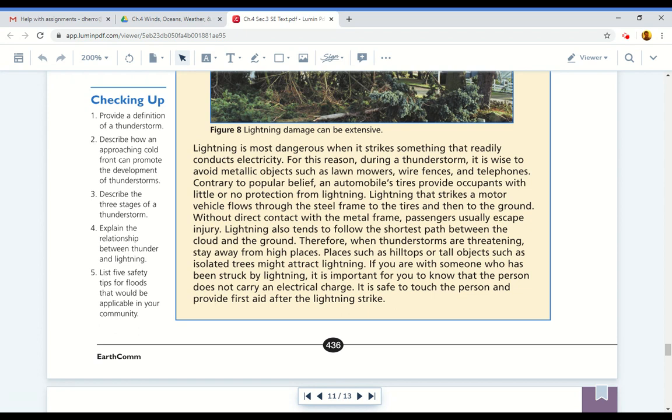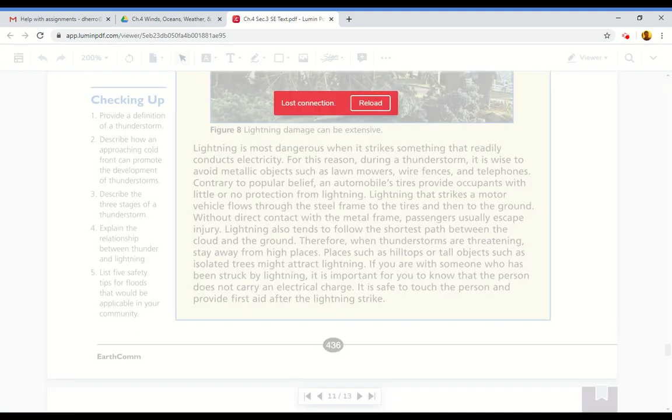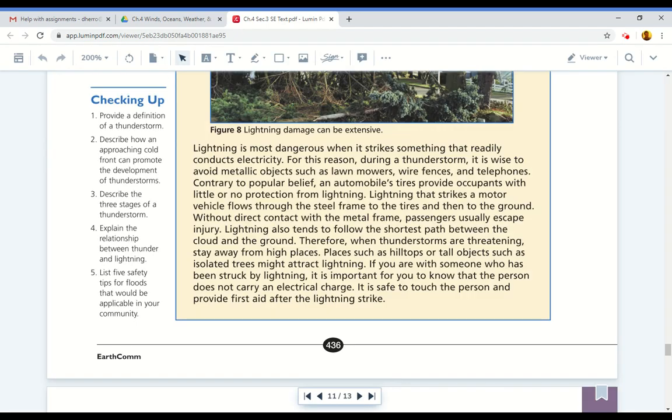Lightning also tends to follow the shortest path between the cloud and the ground. Therefore, when thunderstorms are threatening, stay away from high places. Places such as hilltops or tall objects such as isolated trees might attract lightning. If you are with someone who has been struck by lightning, it is important for you to know that the person does not carry an electrical charge. It is safe to touch the person and provide first aid after the lightning strike.